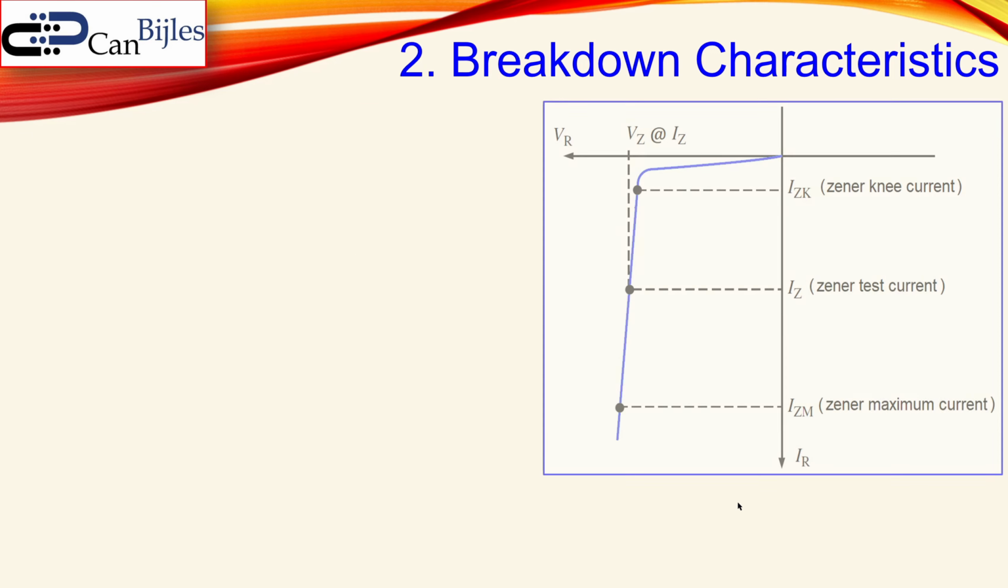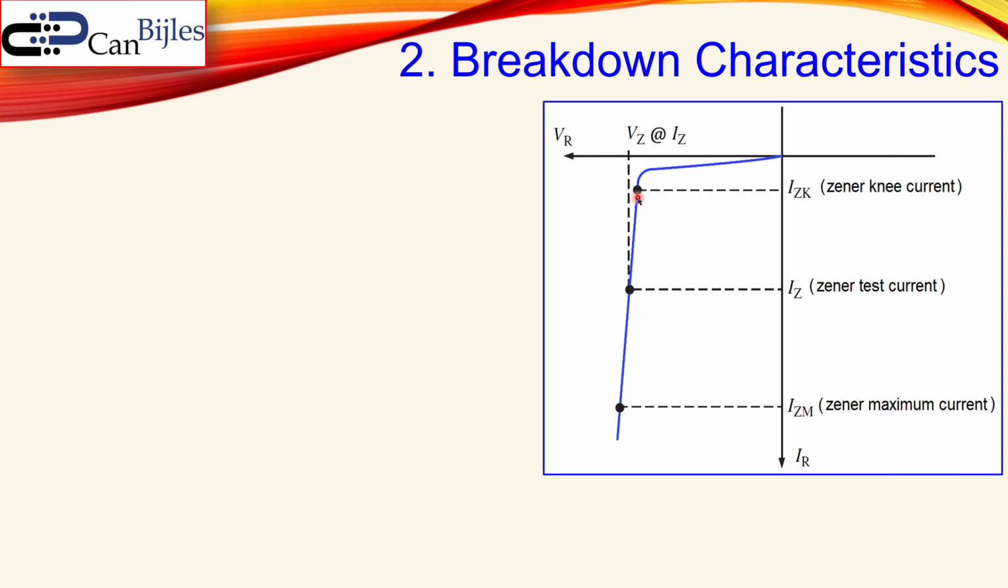Okay. Let's also look at the characteristics in more detail, because this part is important. We can also look at the forward part, but the reverse part is important. You can see the following parameters. We see the VZ, which is defined at the IZ, and that's also called the Zener test current. So it is the current for this specific voltage. This is, by the way, also given in the datasheet.